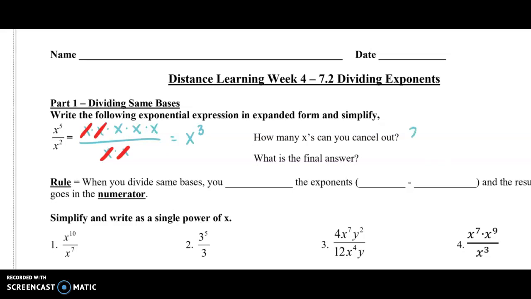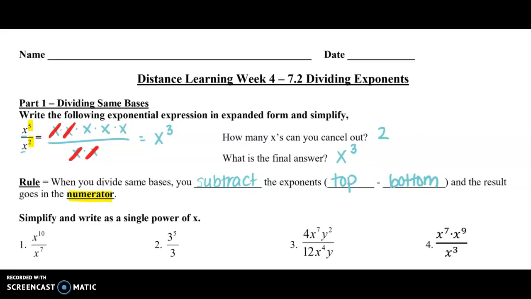So how many x's could we cancel? We could cancel 2 out. We were left with 3 x's, which is x to the third. So if you consider that x to the third is our answer and we started with x to the fifth over x to the second, the rule we're going to use is that when we divide same bases, so both of our bases were x, that's important, we're going to subtract the exponents and we'll do the top minus the bottom. And then what's important is that the result will always go in the numerator. Now, I'm actually going to talk about that in a little bit. Sometimes I give a little bit of a different tip that works for some kids, some it doesn't. So we'll see how that goes.